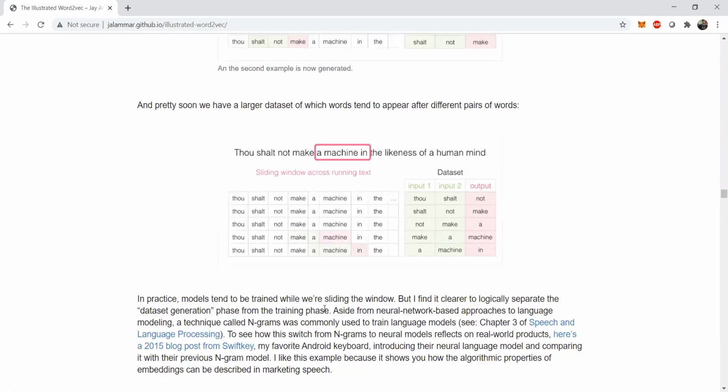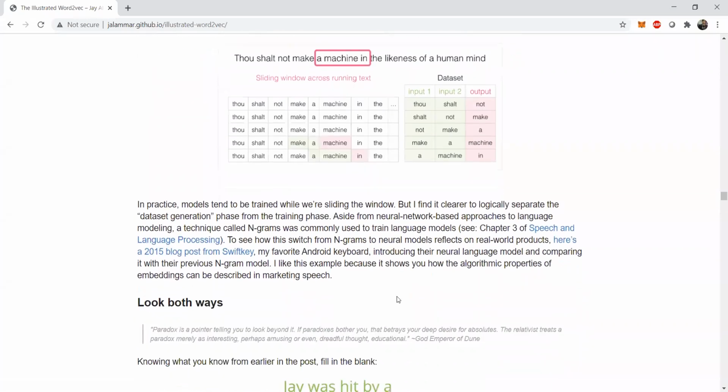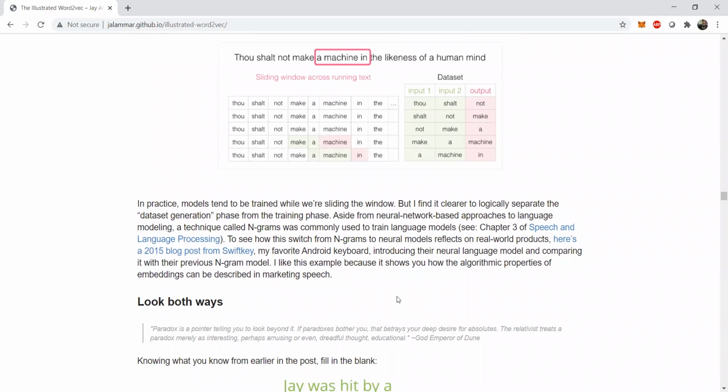Now, a larger data set can be like this, where we have "thou shalt not make a machine in the". If we take up till this, we can see "make a machine". If we take the last example, "a machine" becomes input 1 and input 2, whereas the output becomes "in". Now, language models in practice are trained by the sliding window technique.